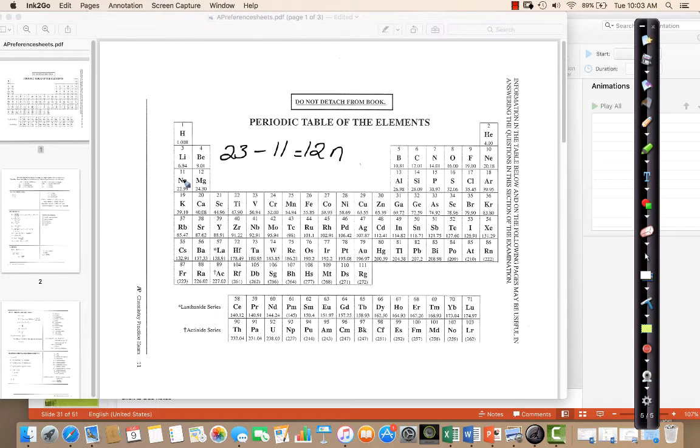Same thing for lithium. Lithium, I have 3 protons because the atomic number is 3, and my mass is 6.9, so I can say 7. 7 minus 3 would give me 4 neutrons. So I have 4 neutrons, I have 3 protons here, and a mass of 7.